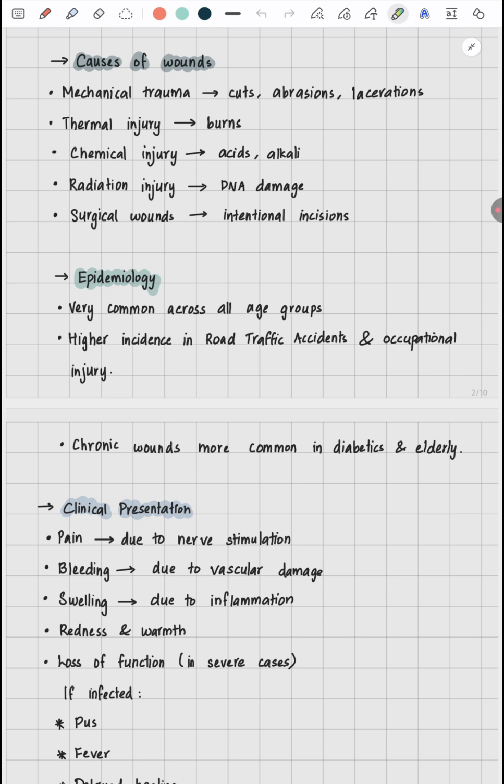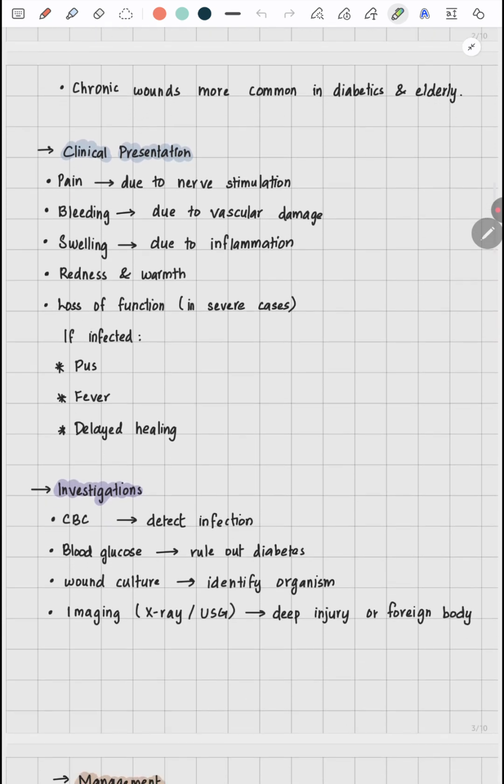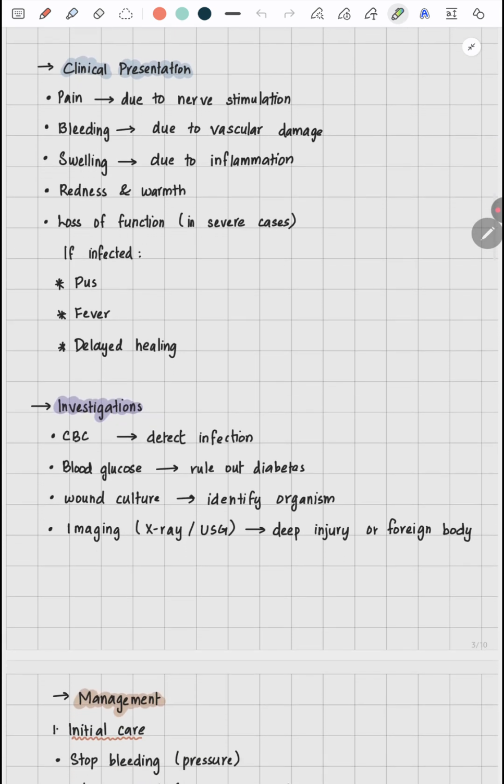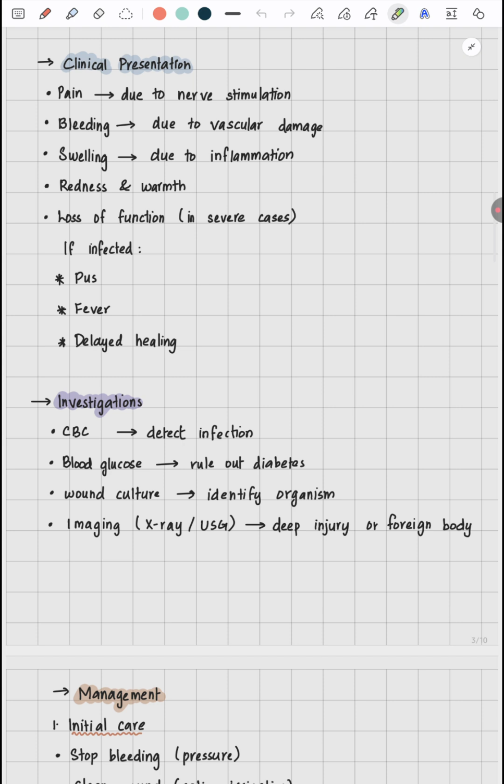Clinically, a wound typically presents with pain, bleeding, swelling, and redness. If infection sets in, you may notice pus discharge, foul smell, and fever. Proper evaluation of a wound includes assessing its size, depth, location, and presence of any foreign material or necrotic tissue.